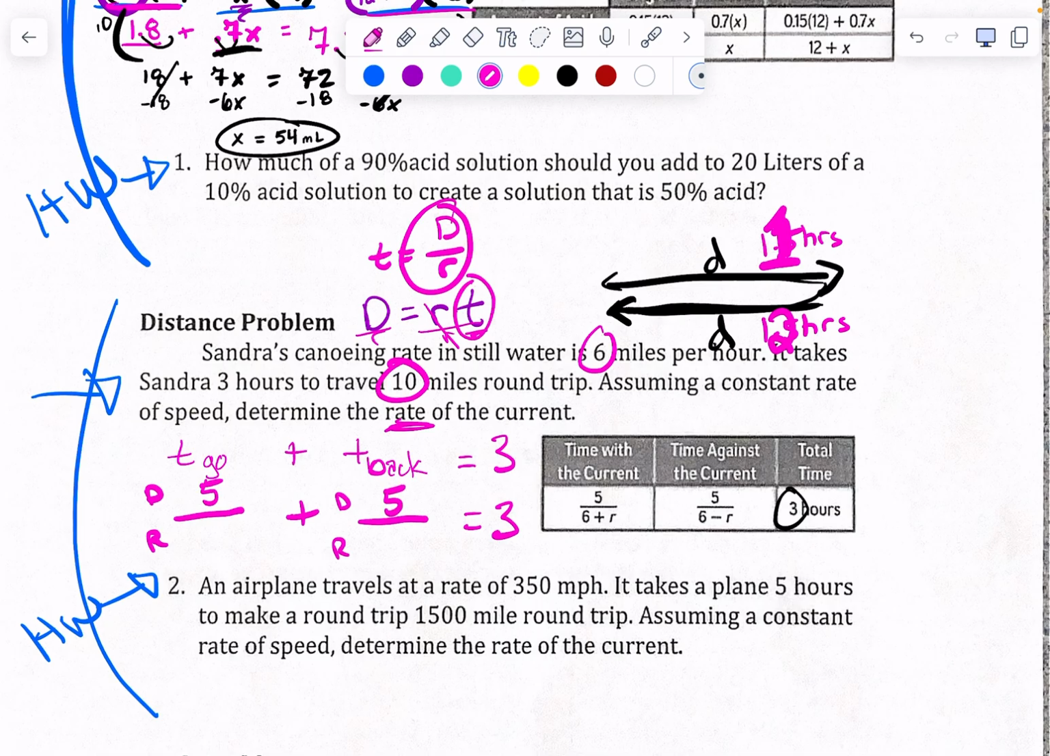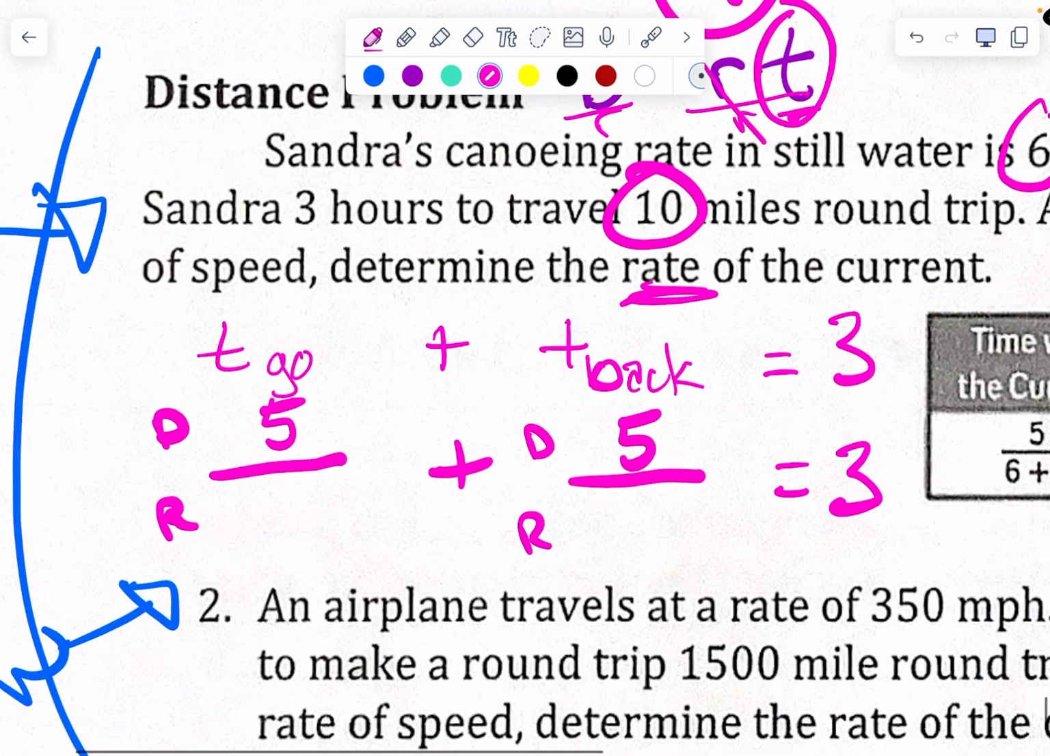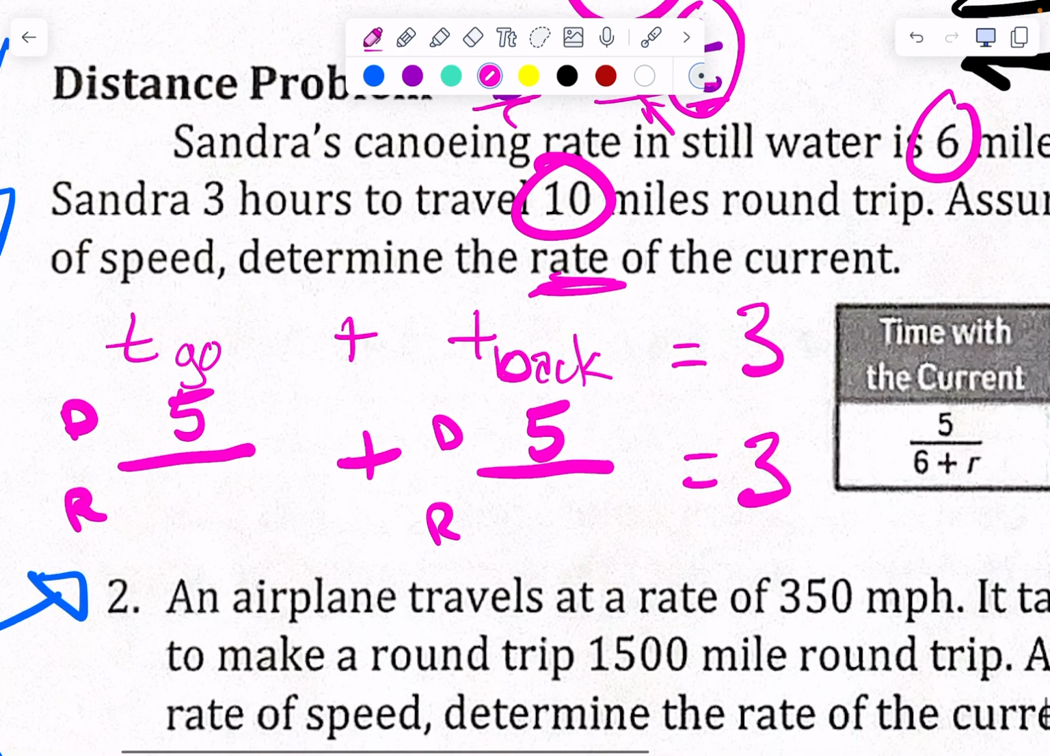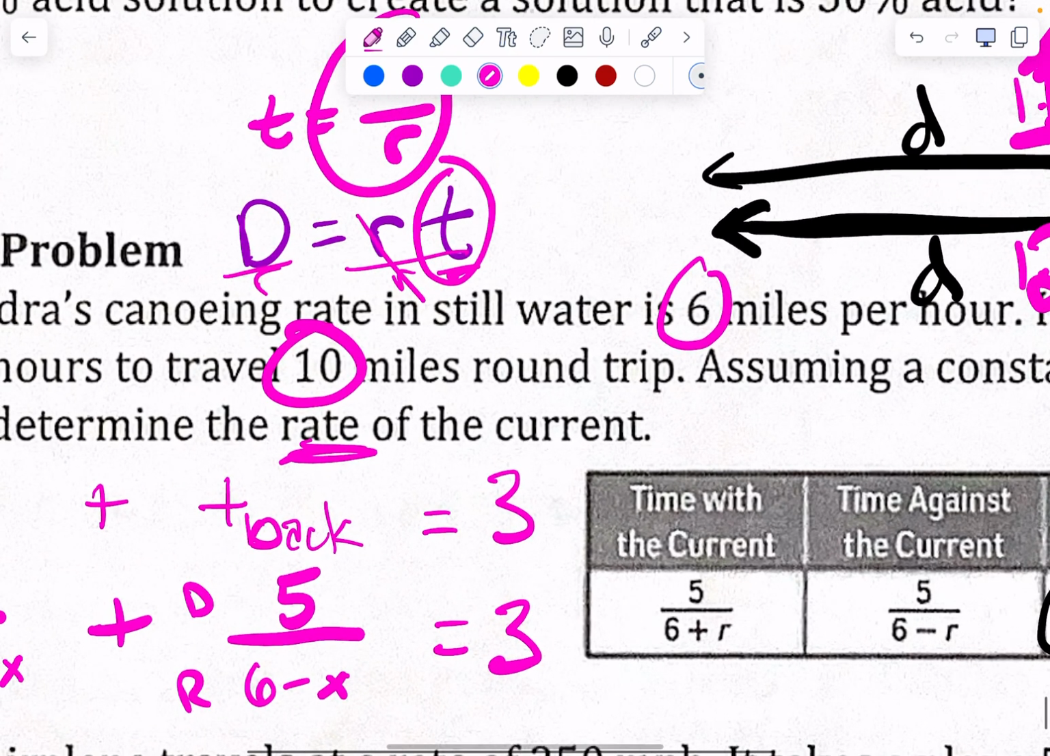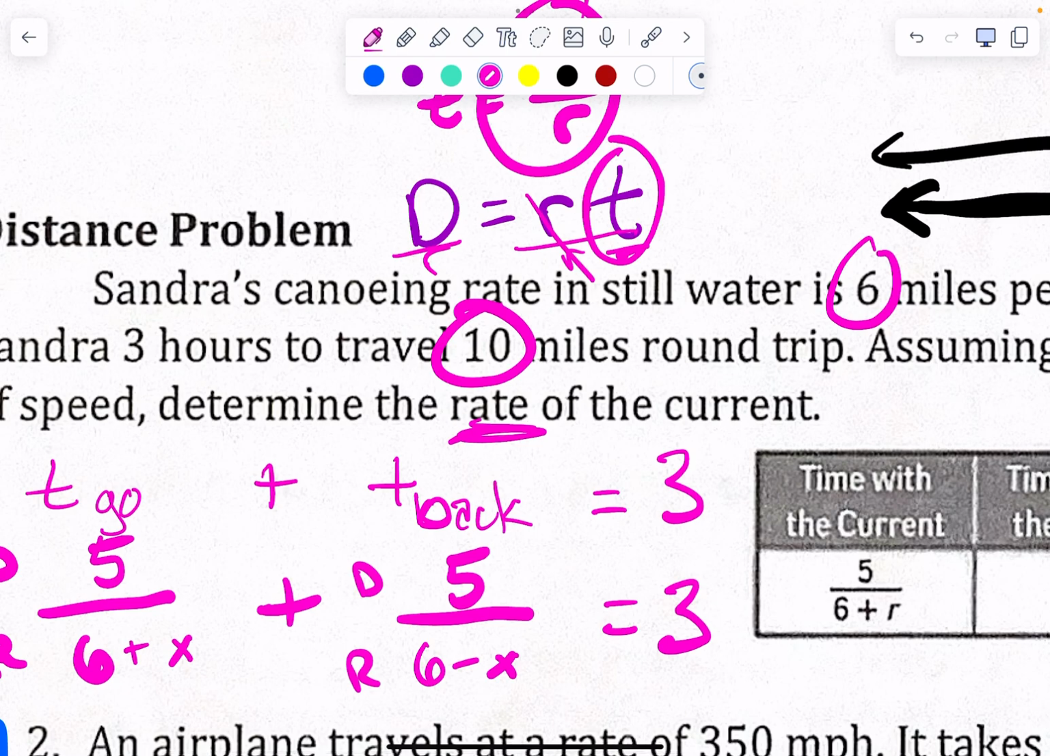So my distances are the same. She is canoeing at 6 miles an hour. But if we're going with the current, it's going to feel like I'm adding X number of hours onto my current, right? But if I'm coming back, it's going to feel like I'm subtracting that, right? Okay? The distance again, it says 10 miles round trip. And so going and coming back has to both be 5, right? Because we're doing the same, okay?